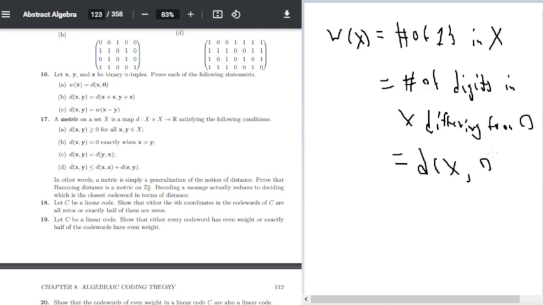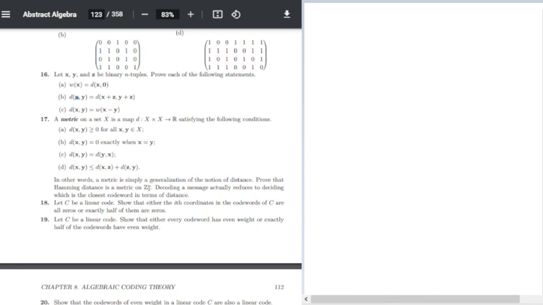Alright, d(x, y) is equal to d(x plus z, y plus z). I'm just going to do these informally with words, because there's not much you can get from them. But basically, if x and y differ in a place, then since you're adding z, x plus z and y plus z will still differ in that place. And if x and y are the same in a place, then x plus z, y plus z is going to be the same in that place. So it's not going to give you any new information, like shifting by z.